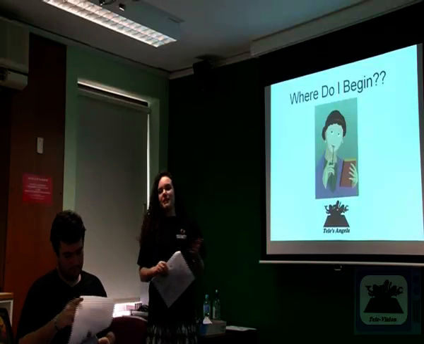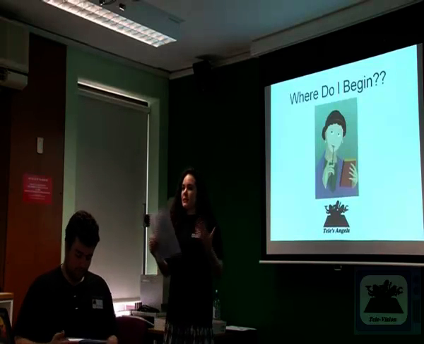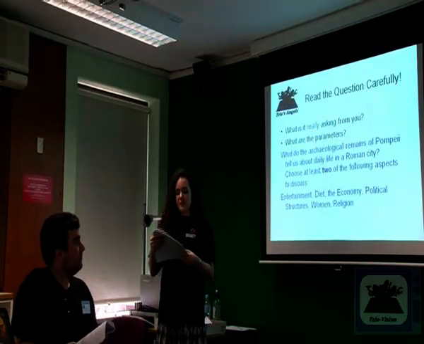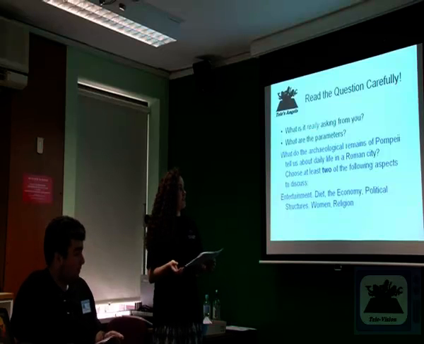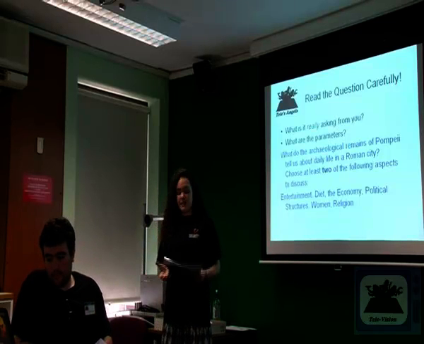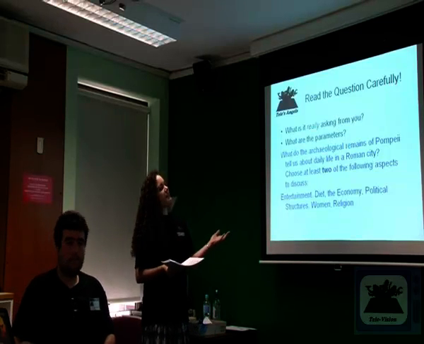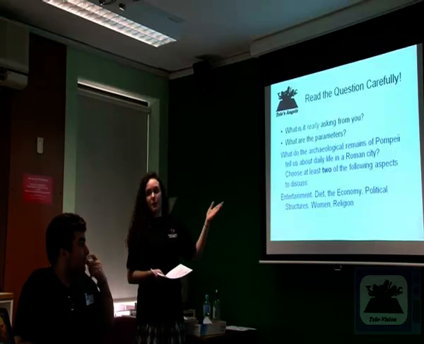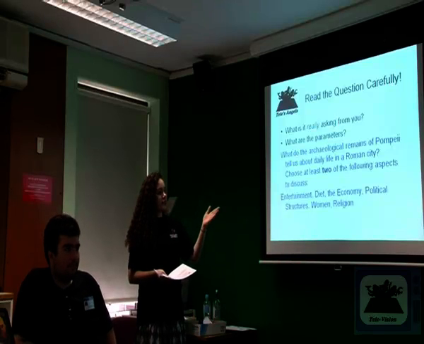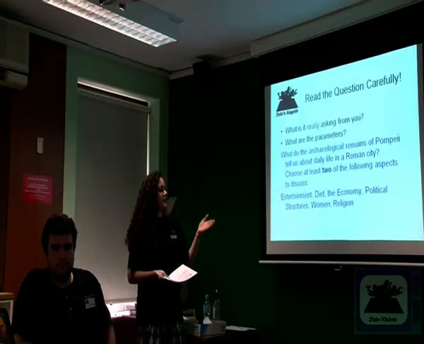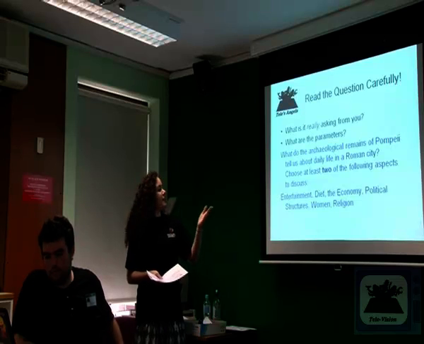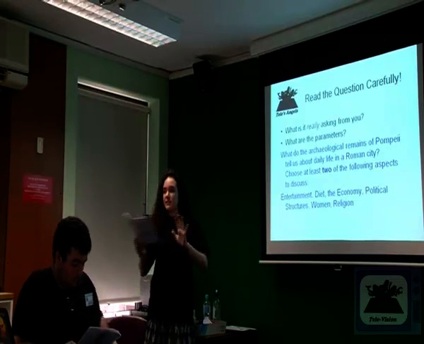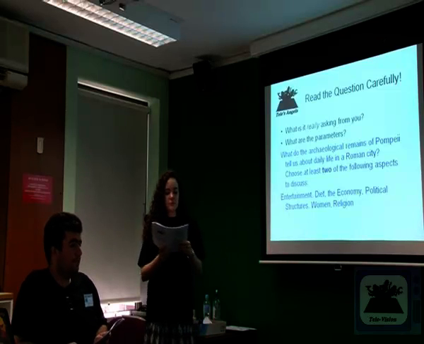So where do you begin? When you first get an assignment, how do you go about beginning it? The first thing to do is to read the question carefully and find out what is it really asking from you. So take this question for example. What do the archaeological remains of Pompeii tell us about daily life in a Roman city? Choose at least 2 of the following aspects to discuss. Entertainment, diet, the economy, political structures, women and religion. And you'll see that all of this information is in the slides that are in front of you as well.